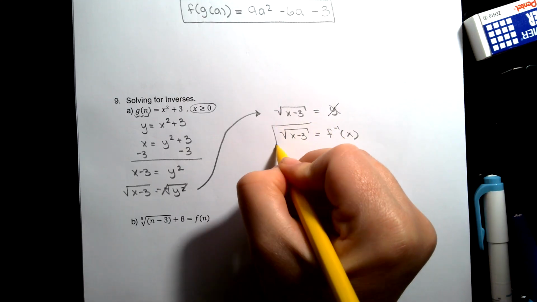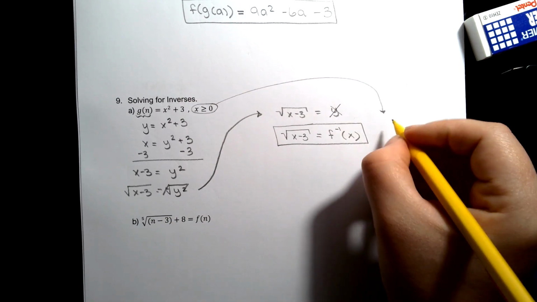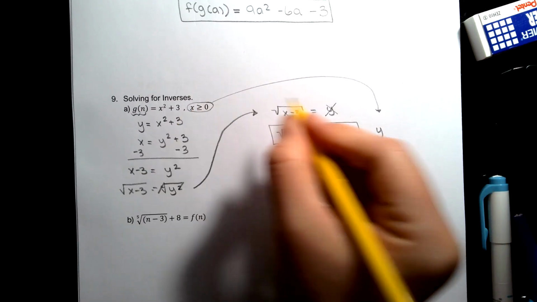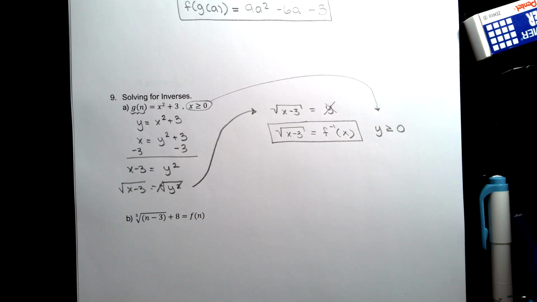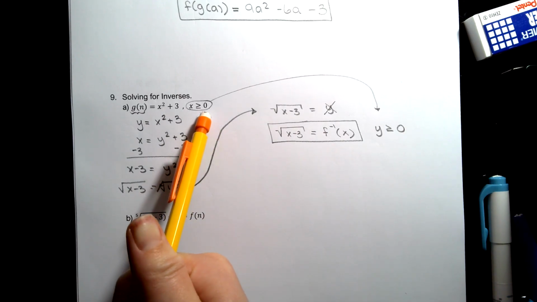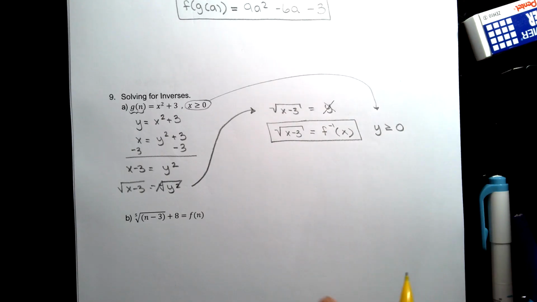Okay, now since we are switching our x's and y's, we do need to have the x here that we had switched into a y. And this is going to be a limit on your range because there was a limit on your domain. Now there's a limit on your range. You're still switching x's and y's.